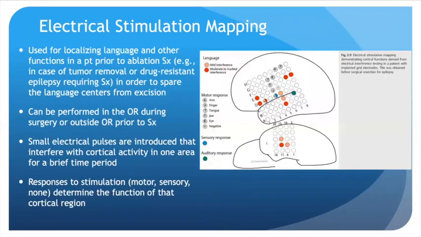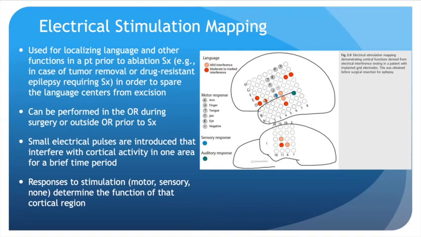Okay, and the last one we're going to look at today is electrical stimulation mapping. This is used for localizing language and other functions in a patient prior to ablation surgery, like removal of a particular brain structure. This might be done in the case of tumor removal or in an individual with drug-resistant epilepsy, which requires removal of certain parts of the brain to prevent the seizures from occurring. This is done in order to spare the language centers from excision. You want to make sure that whatever you're removing is not involved in language.